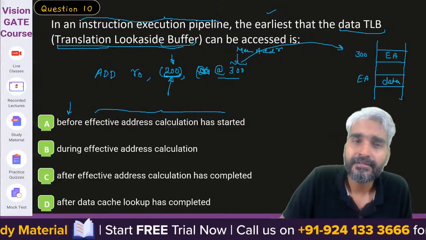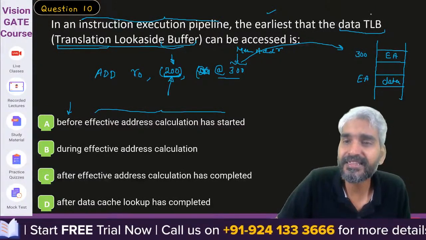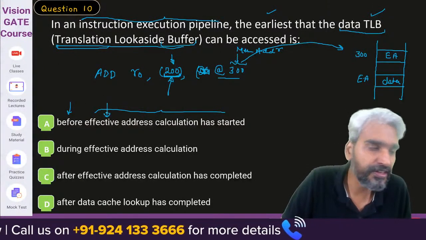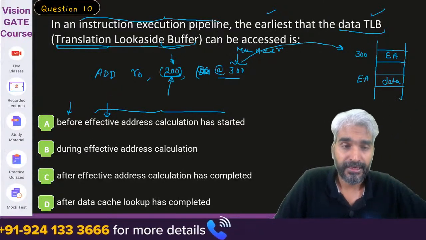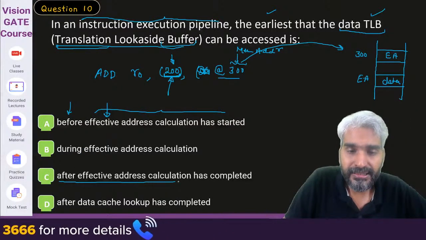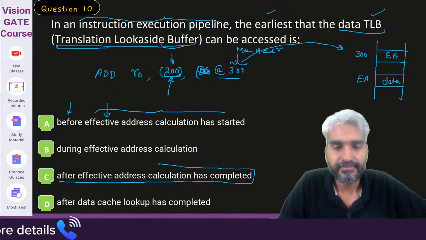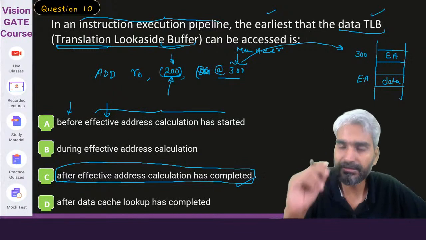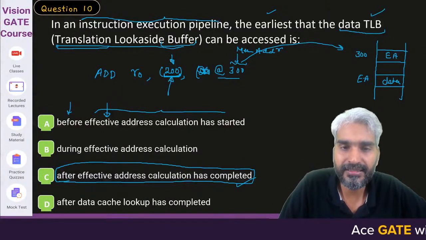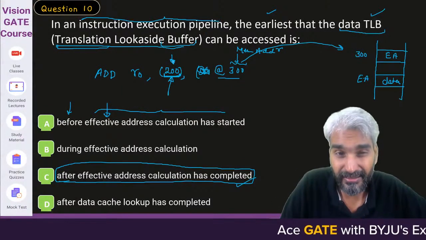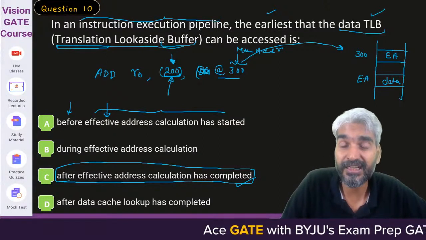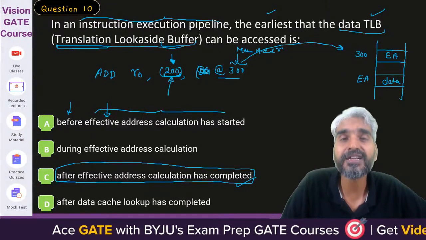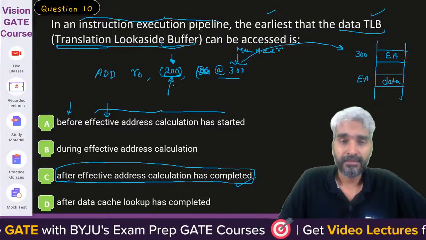In the direct case, obviously, you will start accessing the TLB only when you have completed the process of effective address calculation, right? So after effective address calculation has completed is the right answer. In one sense it will be the right answer, because once you know that the effective address is 200, which is our logical address, then you will search for the physical address corresponding to this logical address 200. But first you will have to identify this effective address, right? That's one thing.